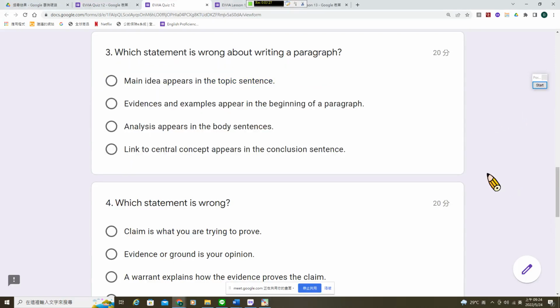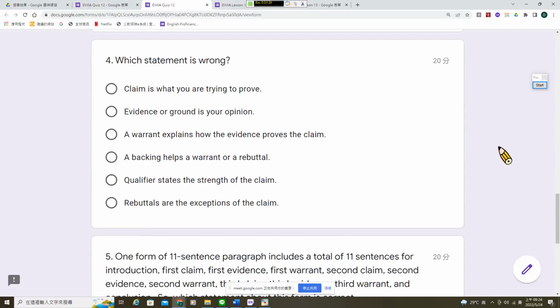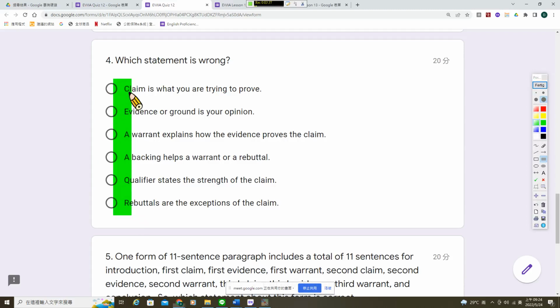Okay, so the next one, which one is wrong? Let's take a look at this one. Did you see this is exactly the Toulmin model we talked about? We have a claim, evidence, warrant, backing, qualifier, and rebuttal, right? So what are they? Claim is what you are trying to prove. This is your topic sentence, no doubt. And evidence or ground is your opinion.